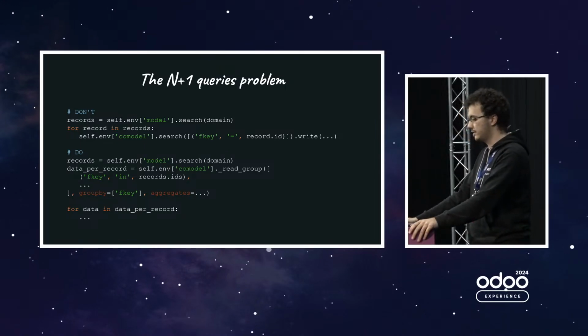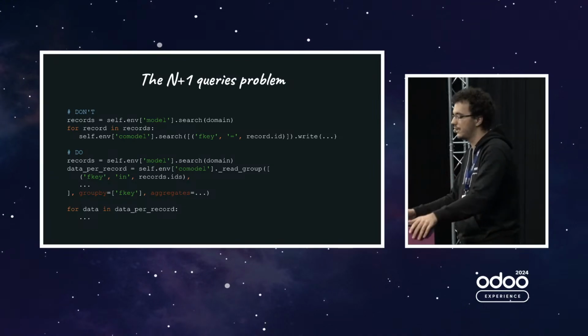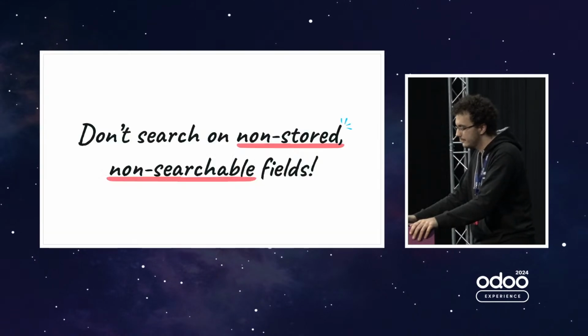This is the type of code that scales really poorly, especially with large volumes of data. If your record set is 100K records, it's 100K queries. There's no way to avoid it.